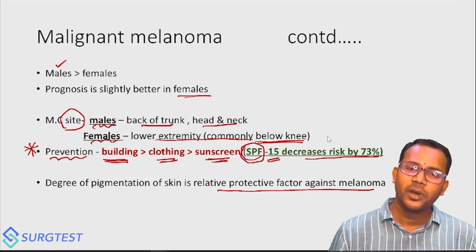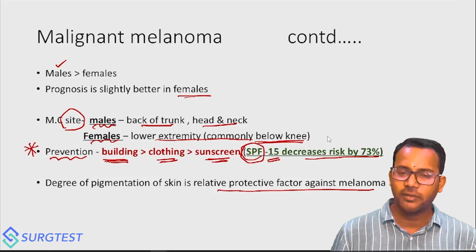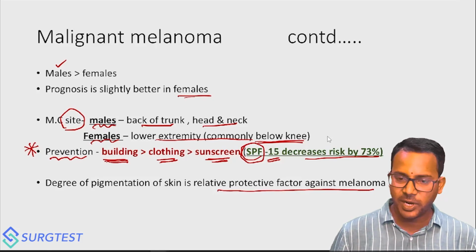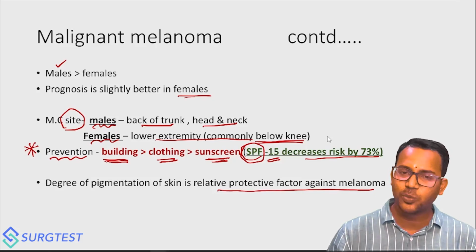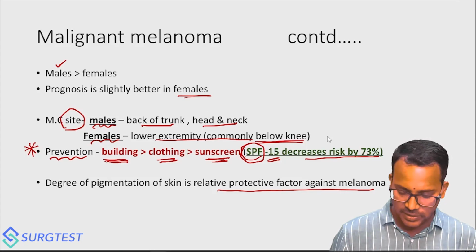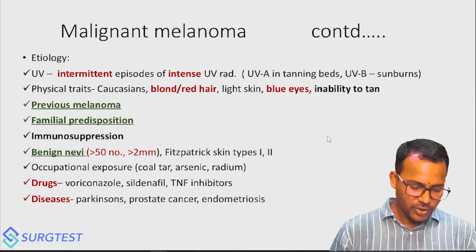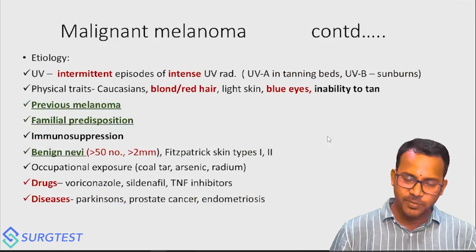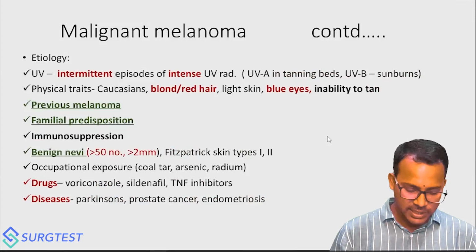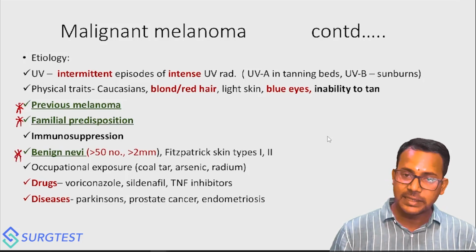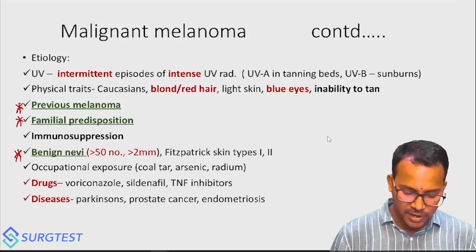That is to say, people who are white and fair, those who have less pigmentation, have much more risk of getting malignant melanoma than browns and blacks. Coming to the etiology, as you all know, there are a lot of etiologies, but the most important ones I have highlighted. The most common or most discussed etiology is ultraviolet.